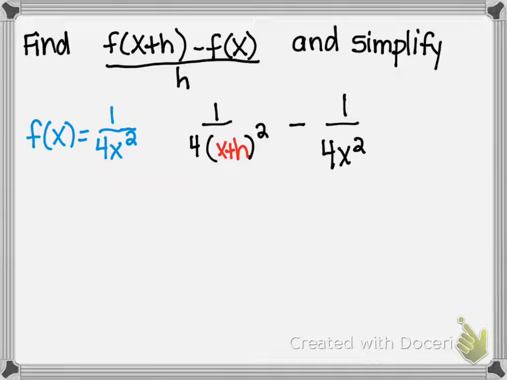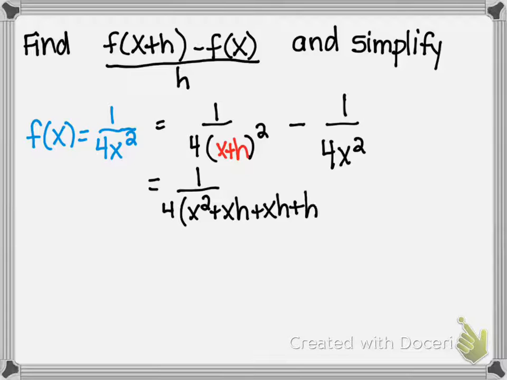Alright, so when I look at this, I have parentheses, a set of 2. So I'm going to make sure that I multiply that out. So I have 4, this is going to be x squared plus xh plus xh plus h squared. I'm going to kind of extend that so we know that's the whole fraction over 4x squared.